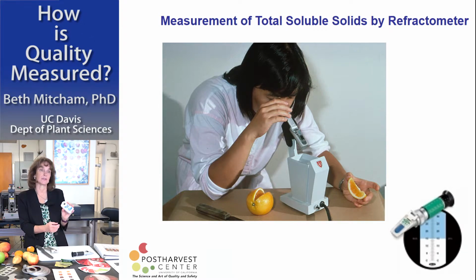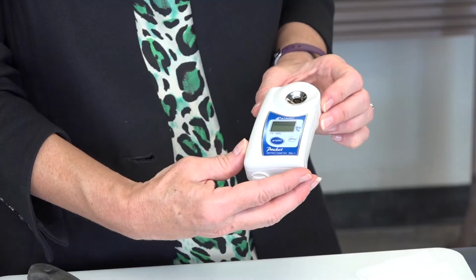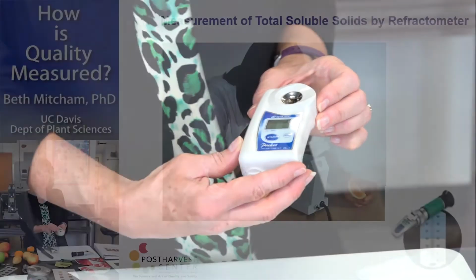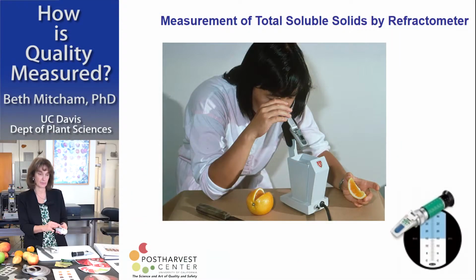In more recent years, digital refractometers have become available, and they're just a little more expensive than the handheld device. And this digital refractometer is very quick and accurate. And here you just put a small drop of juice on the lens, press the button, and you get a reading. So it takes a little bit of that human element out of the measurement.